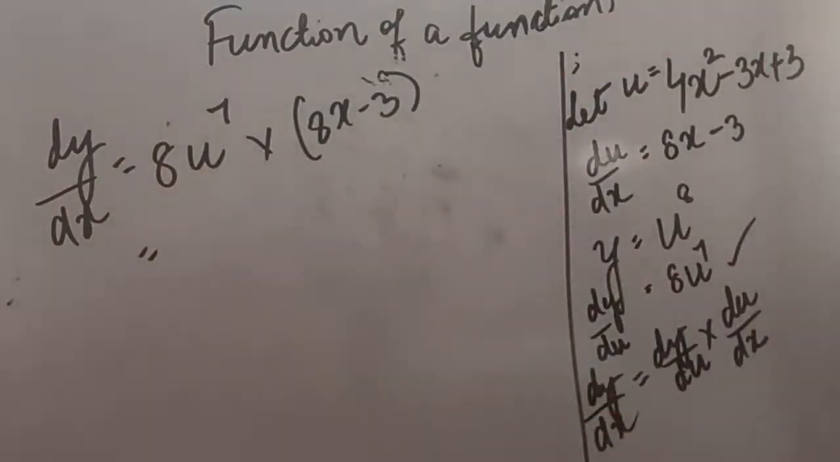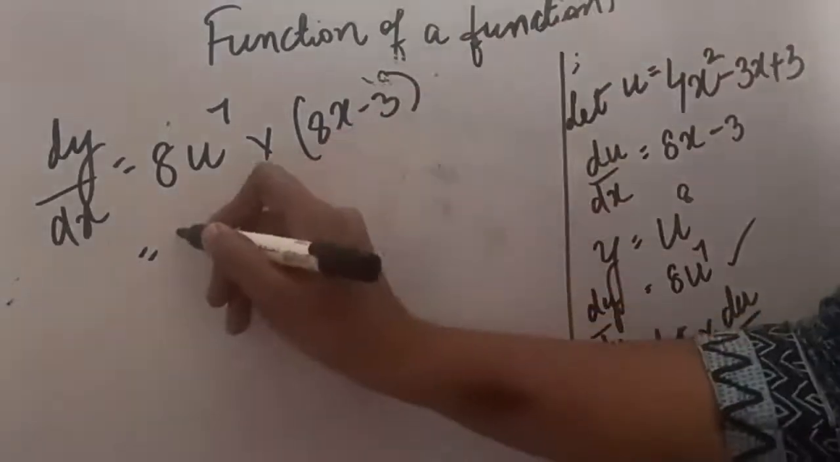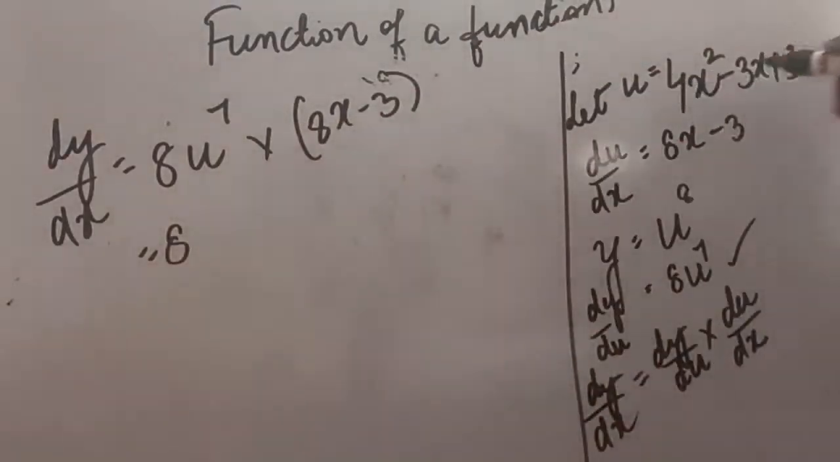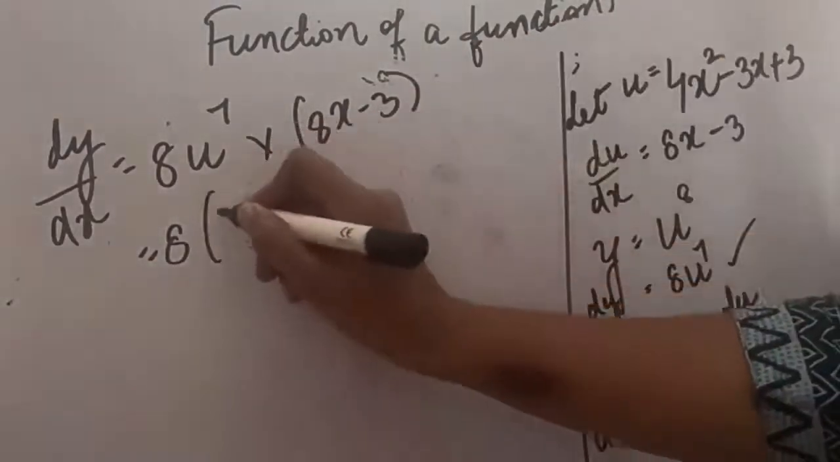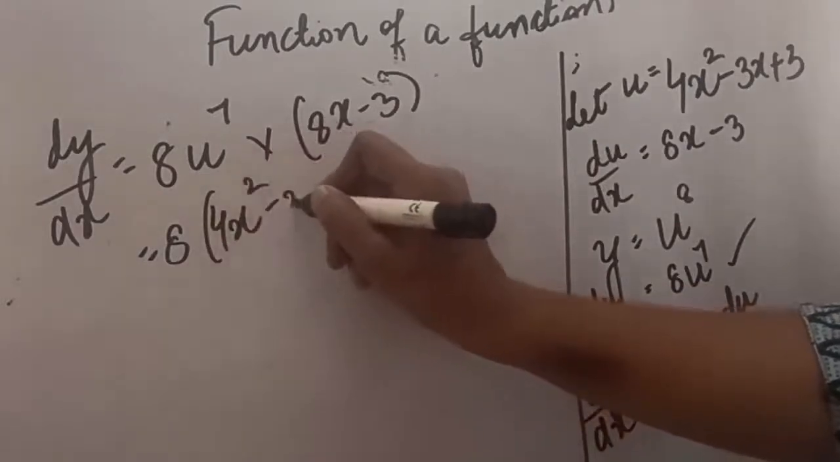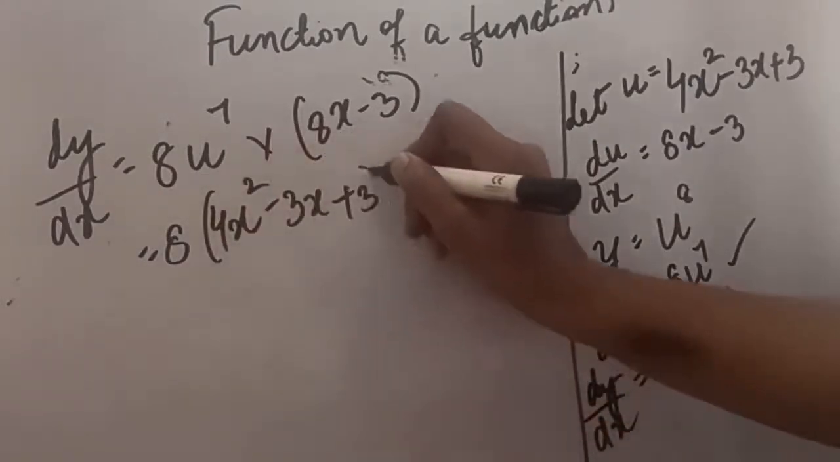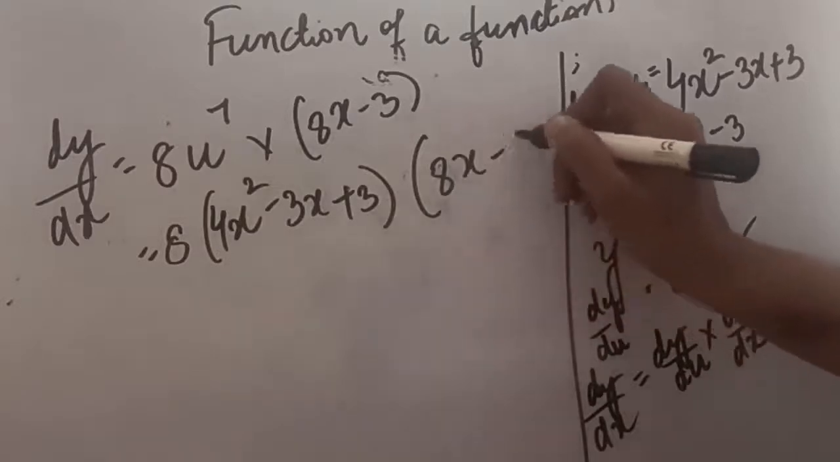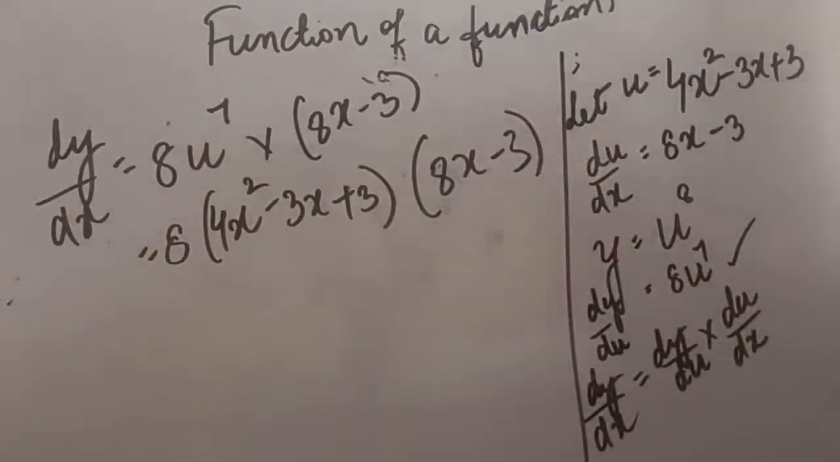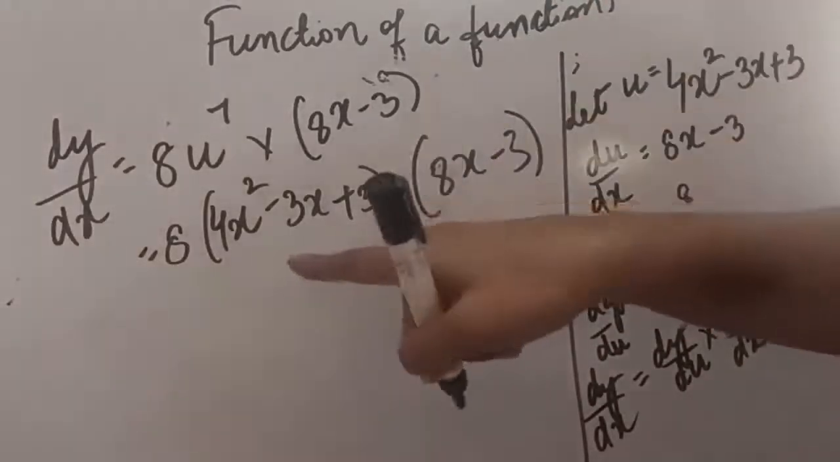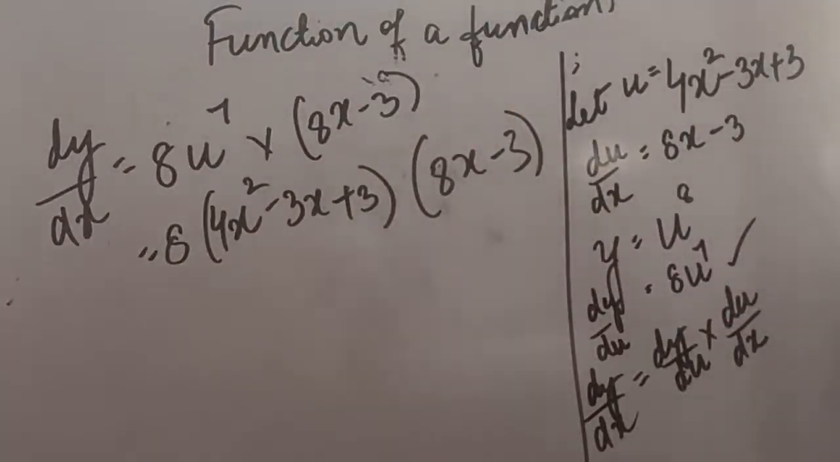So we cannot just give the answer in the u form. We will have to put the value of u here. u is what we have assumed, so it is (4x^2 minus 3x plus 3), and here 8x minus 3. So if you match the first answer that we just calculated and this answer, it is going to be the same.